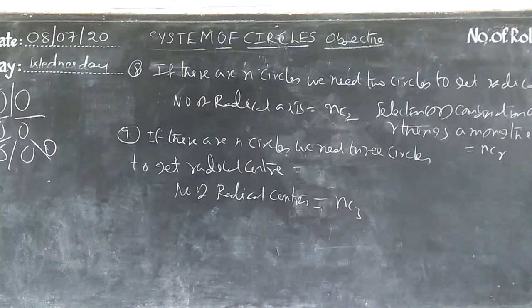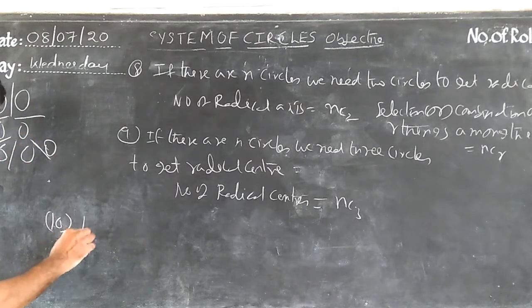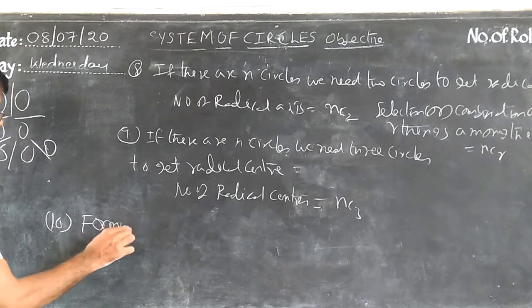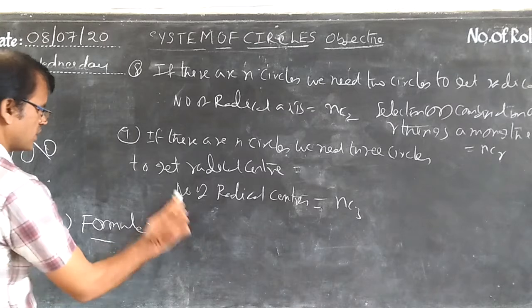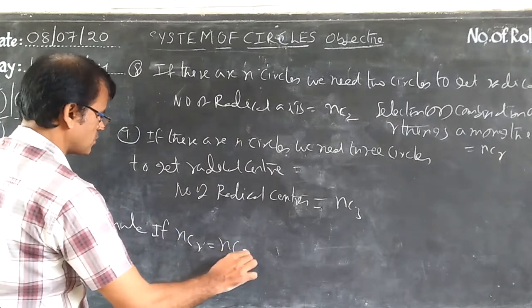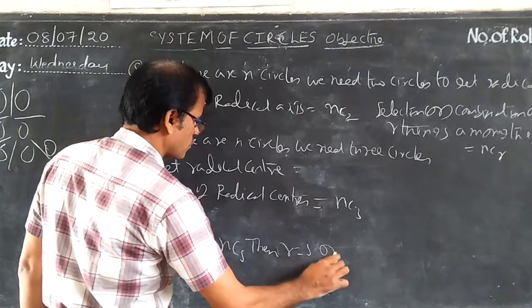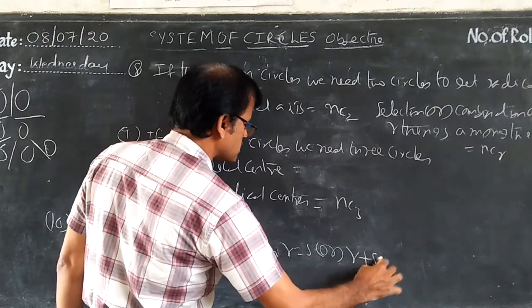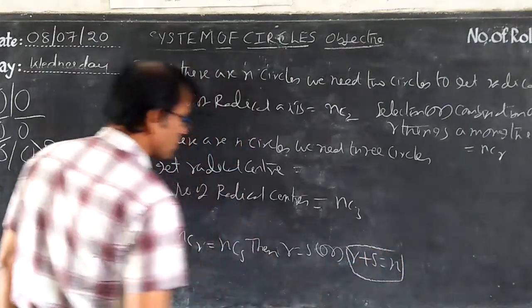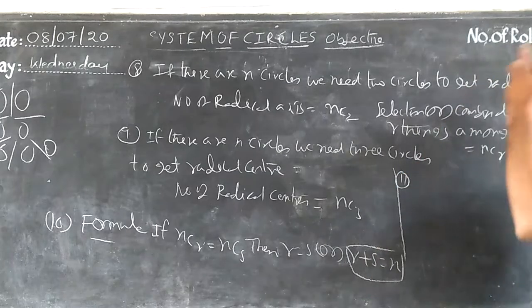In some cases, there is a chance that a question like this is given: if the number of radical axes equals the number of radical centers. Before discussing it, I want to discuss a formula. If nCr is equal to nCs, then r is equal to s, or r plus s is equal to n. Now, this is the formula. Let us discuss the important sum.